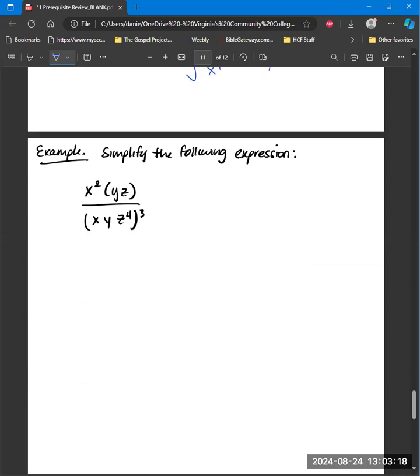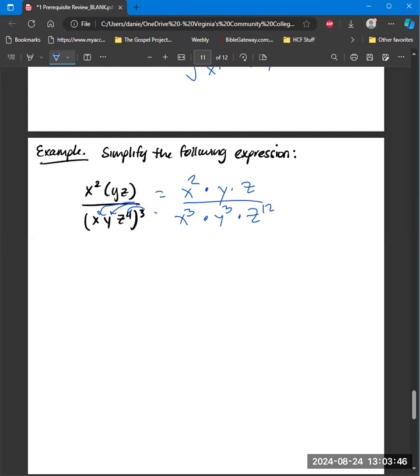Let's go ahead and simplify this expression just for practice. x squared times yz over xyz to the 4th, all raised to the 3rd power. So we're going to make this x squared times y times z over, and when I raise a power to a power, I'm going to multiply the exponents. So this is x to the 3rd times y to the 3rd times z to the 12th.